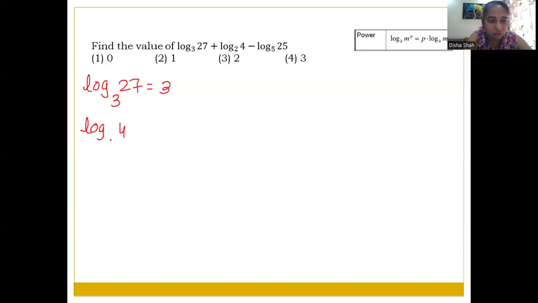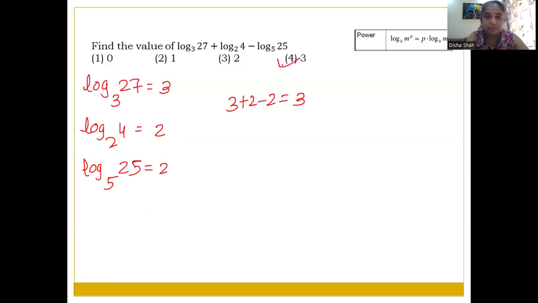Similarly, log of 4 to the base 2. 2 to which power gives you 4? We know that 2 squared gives you 4. So the answer is 2. Similarly, the value of log of 25 to the base 5 is 2. So this is 3 plus 2 minus 2. So the answer is 3. Option 4.